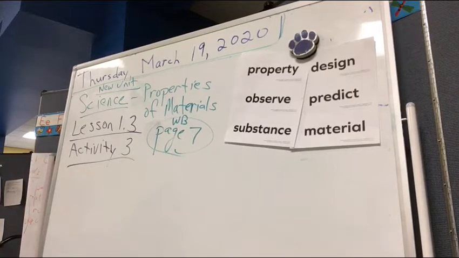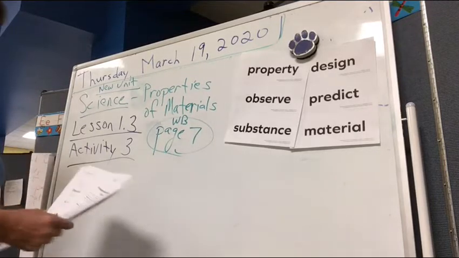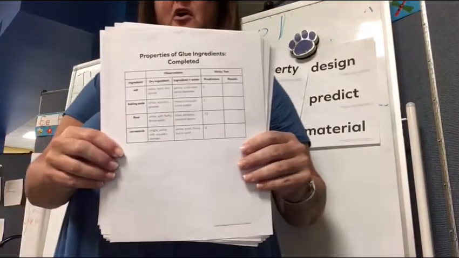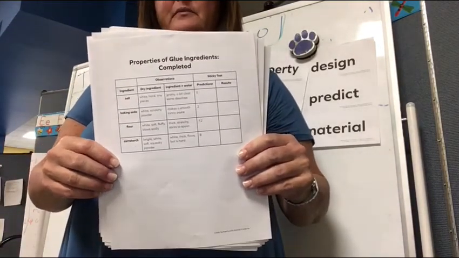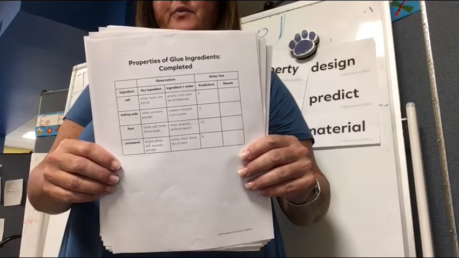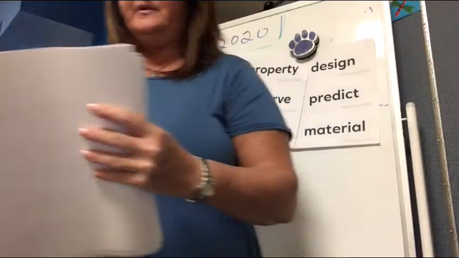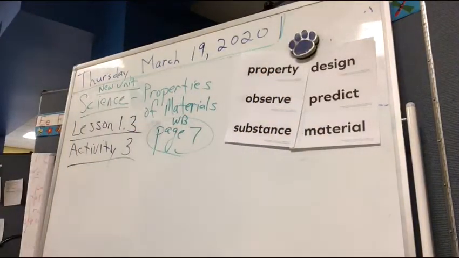So, I have set up a little experiment over here on the table. We are going to first talk about properties of glue ingredients. We are going to make up a chart of glue that we want to design with what ingredients are going to go inside of them. So we're going to fill out this chart, properties of glue ingredients.